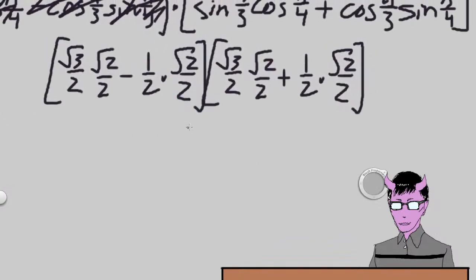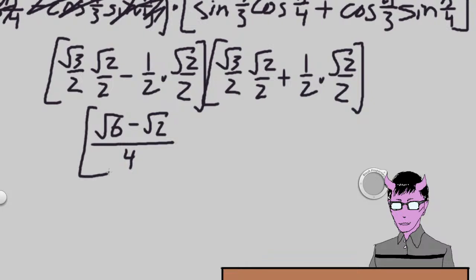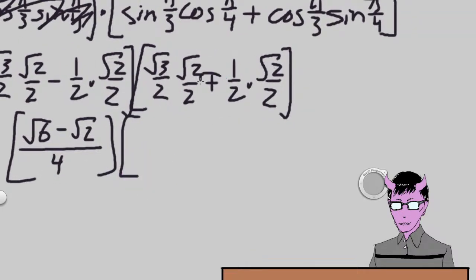Alright, let's get to consolidating things. This is all going to be over 4. So root 6 minus root 2. Close the brackets. This one should be the same thing except with a plus. So root 6 plus root 2 over 4.